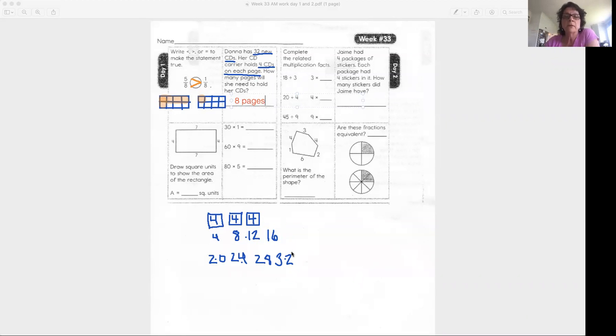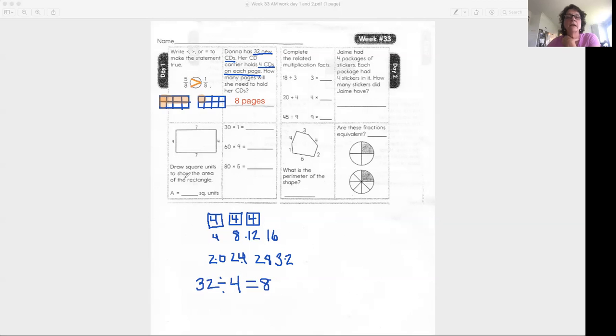Now, you might have been able to write a number sentence for this right away. You might have said to yourself, well, there's 32 total CDs, and I need to put 4 on a page, so that's taking 32 and dividing it into groups of 4. So 32 divided by 4. And then again, you could still skip count to get your answer, 4, 8, 12, 16, 20, 24, 28, 32, and you would get 8 for your answer. It'd be a good idea to write that division sentence, even if you just did your skip counting to get your answer, to show that you know it is a division equation.